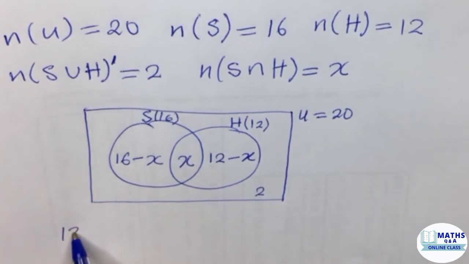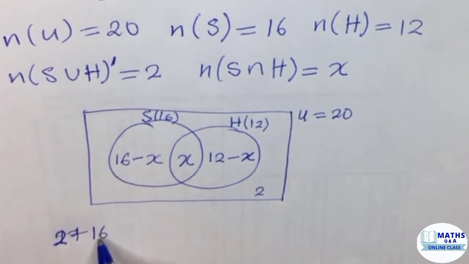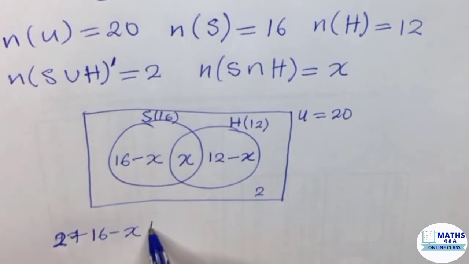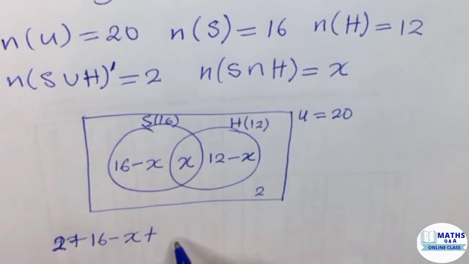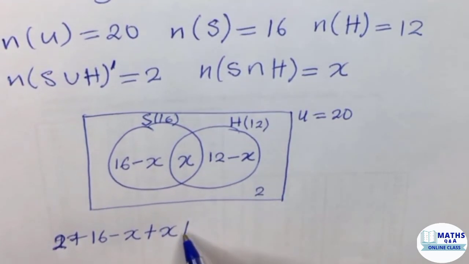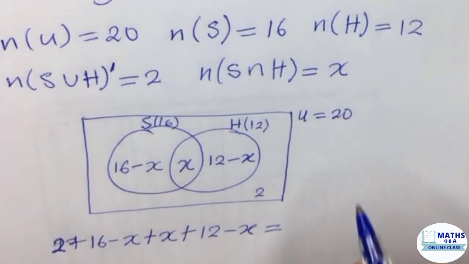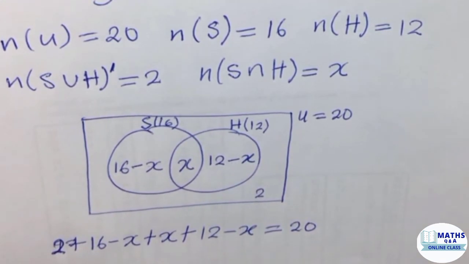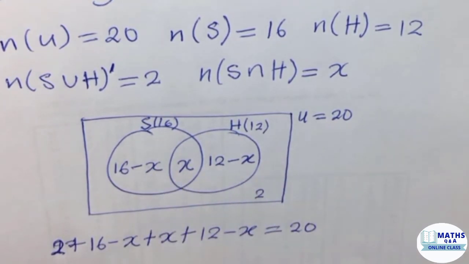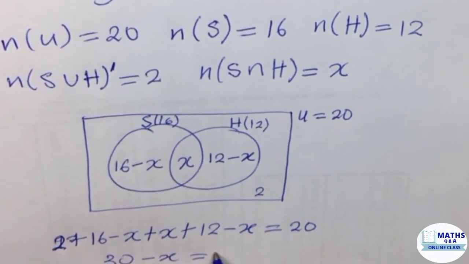So we have 2. That is for those who didn't take part in any of the 2 games. Then we're going to sum it to those who are going to play only soccer. Then we have the total number of students who play both games, that is soccer and hockey. Then hockey only. And we're saying that all this should be equal to the universal set, which is 20. Why are we doing this? We want to find the number of students who will play both games. Okay, so in summing them, we have 30 minus x equal to 20.